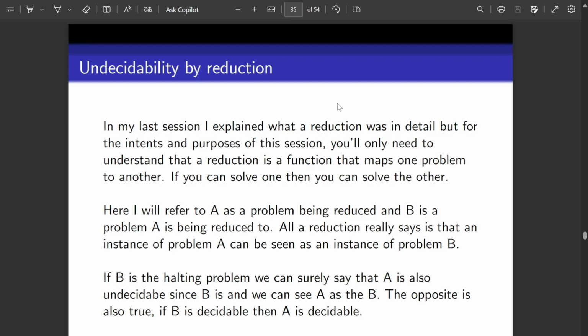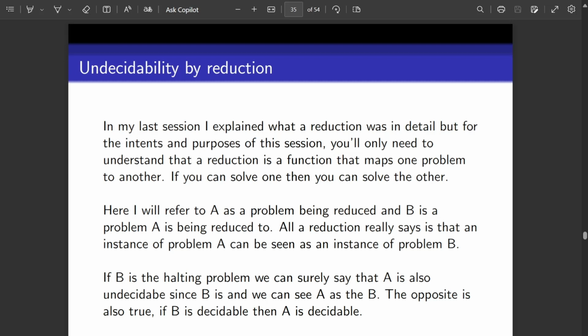The opposite is also true. If B is decidable, then A must also be decidable, because if you can translate a semi-decidable property to a decidable property, you can just translate it back into a decidable form. Does that make sense to everyone? Yeah.